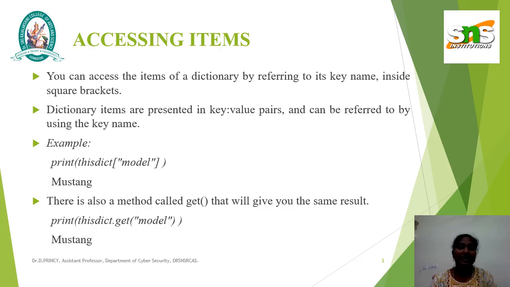For example, print of this dict model. Model is a key name which has the value Mustang, so it returns the value Mustang. We also have a get method which returns the same result. This dict.get, get is a method, so inside the parentheses we use the key name. The key name is model, which returns the value Mustang. Either we use the key name directly with the dictionary, or we can use the get method to retrieve the value of a specified key.